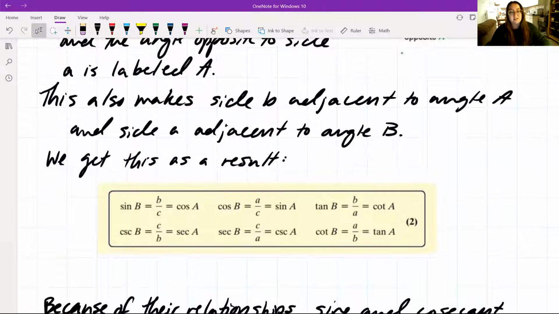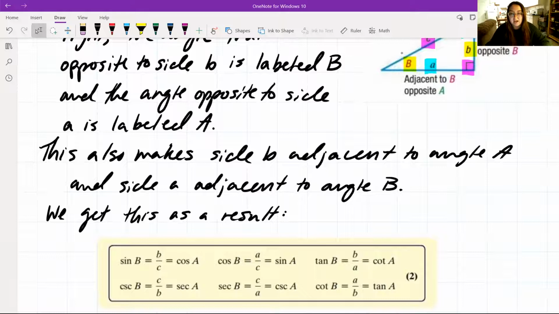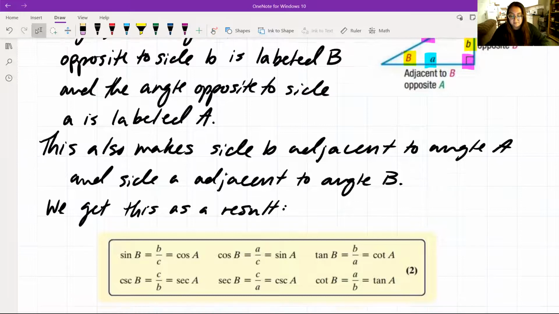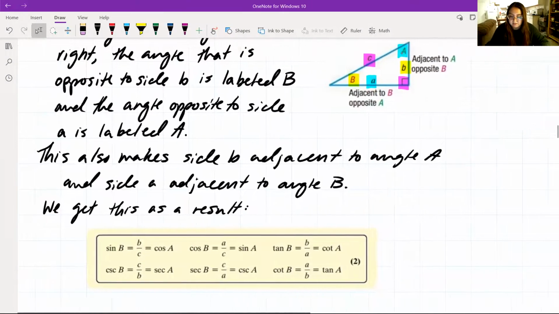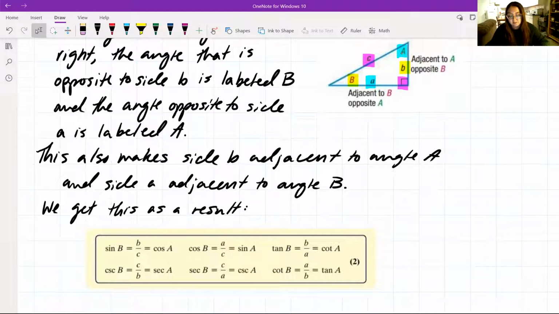Which then gives us this result. So working with our complementary angles, we have that sine of angle B, which is equal to B over C, is equal to cosine of A. So we see that that's how our complementary angles then work. Then we also have the cosine of B, which would then be A over C, is equal to sine of A. Tangent of B is equal to B over A, which is then equal to cotangent of A. Let's zoom out a little bit so we can actually take a look at that. Cosecant of B is equal to C over B, which is then equal to secant of A.